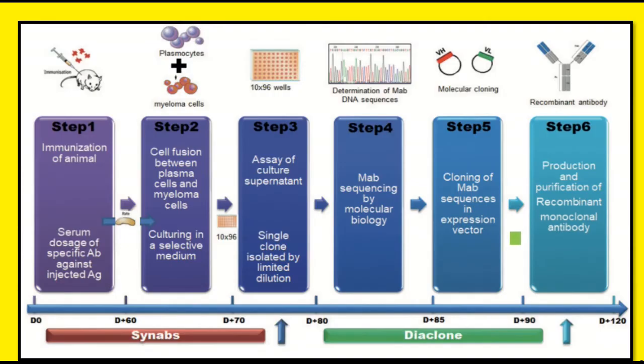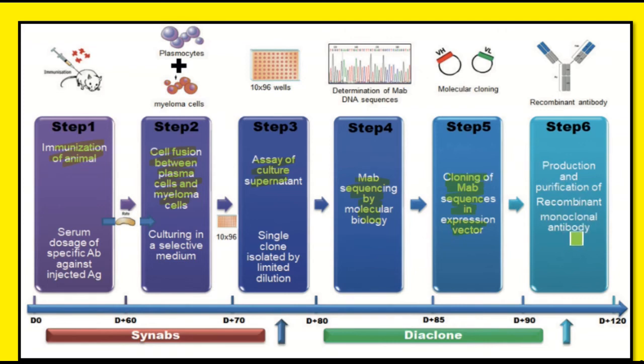So here is a figure. In the first step, there will be an immunization of the animal, and then in the second step, the fusion of plasma cells and myeloma cells. An assay will be done for the culture supernatant. Then the sequencing will be done by molecular biology. Then cloning of the MAB sequence is done in an expression vector. Production and purification of the recombinant monoclonal antibody is done.